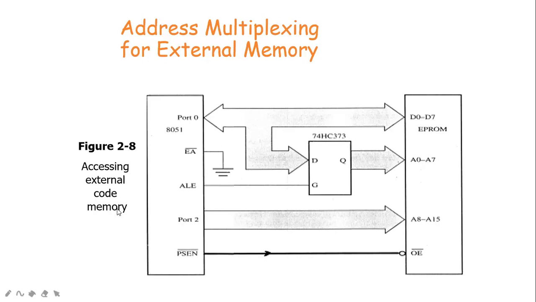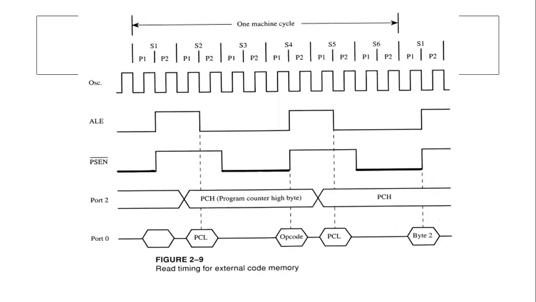Accessing external code memory: the port 0 pins are connected to D0 to D7 as well as A0 to A7 through a D latch, and the higher order 8 pins of port 2 of the 8051 are connected to A8 to A15 of the EEPROM. ALE is given to the D latch, and PSEN bar is connected to the OE bar of the EEPROM. This is how the EEPROM is interfaced with the 8051.